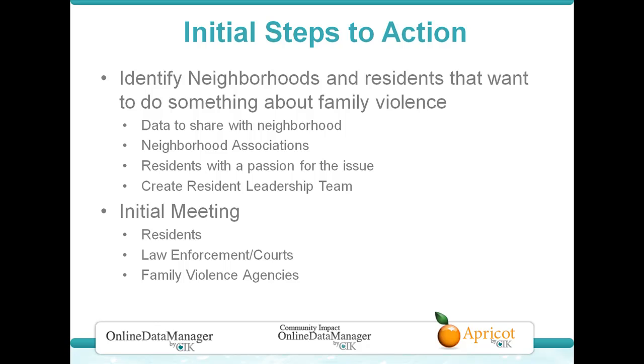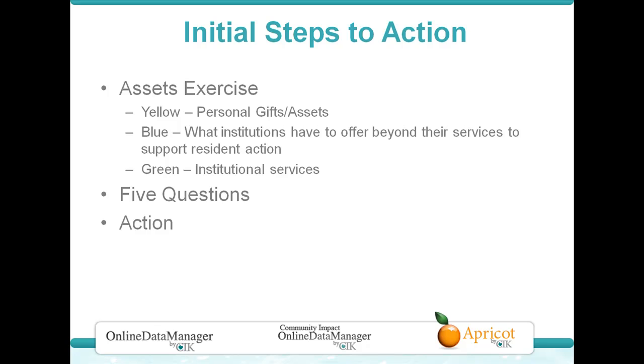So based on that, we had an initial meeting, and we brought together the 3 neighborhoods and the resident leadership team. We brought together the law enforcement and courts and the family violence agencies. So we had literally all the right people around the table at this meeting to begin to address the issue of family violence. I started the meeting with something called the asset or gifts exercise. What I asked people to do was, on a yellow piece of paper, write all of their personal gifts or assets that they're willing to contribute to this effort, whether that's running a meeting, cooking, or driving people to the meeting, whatever that is. Just list all of your personal gifts that you're willing to contribute to this.